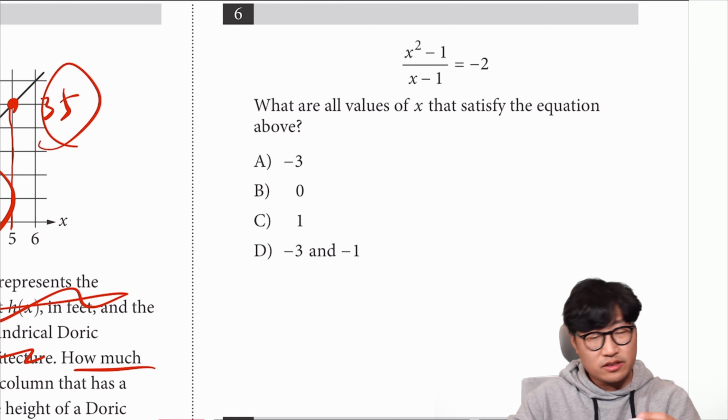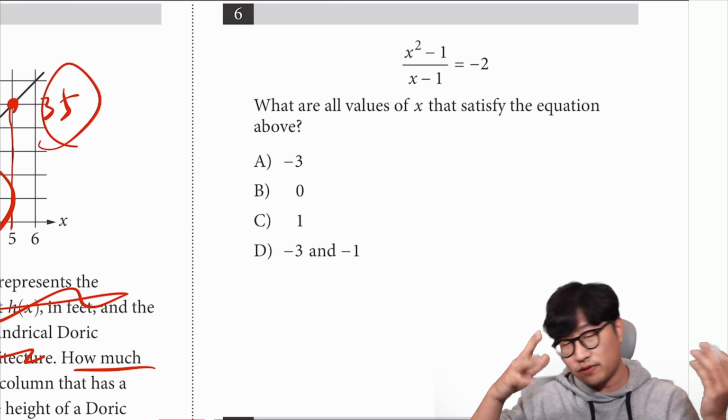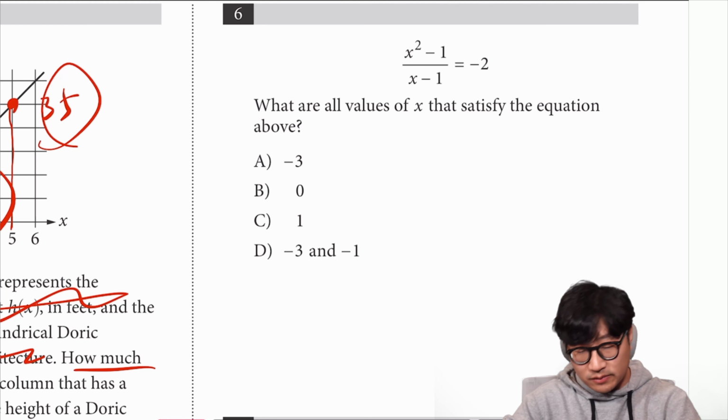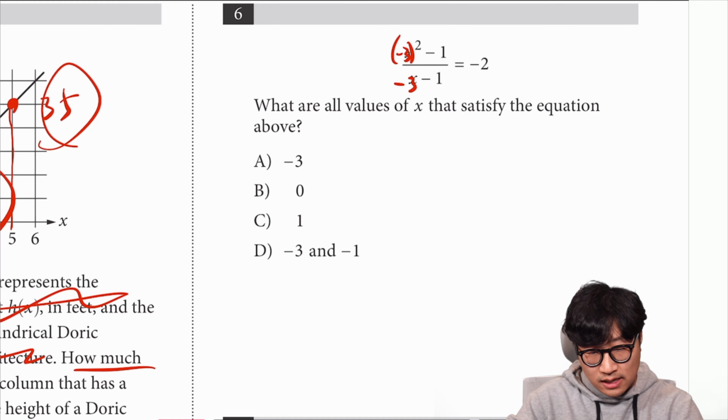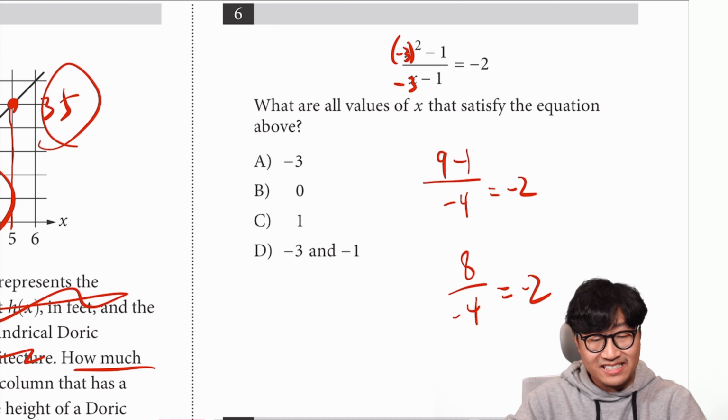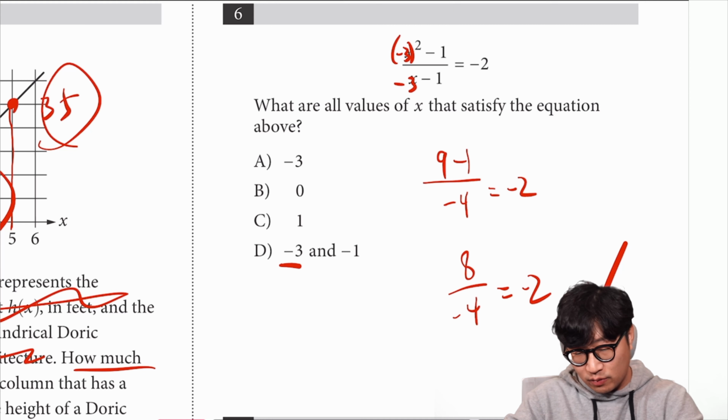Next, number 6. What are all values of x that satisfy the equation? Yeah, I'm too lazy to multiply both sides by x minus 1 and do the quadratic, move it over to one side. I don't want to do that. I'm going to plug it in. So, here we go, starting from the bottom. I will try negative 3 to see if that's going to work. And if you do that, the top would be 9 minus 1 over the bottom would be negative 4, and that's equal to negative 2. So 8 divided by negative 4, that is equal to negative 2 indeed. So negative 3 should work.